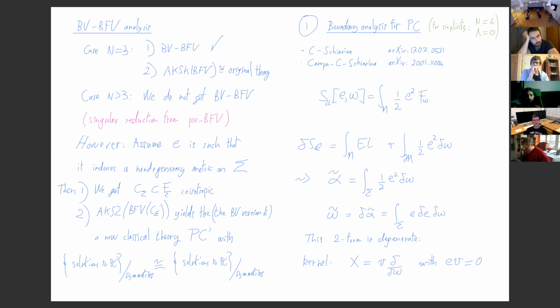Now, the second question is, why do you want to have this compatible BFV formalism? This is what I explained in the first part. This is what gives you a chance to do a quantization of the boundary. Of course, coframe formalism, Palatini gravity could be quite complicated, but in principle, this is the setting that works. And we apply this setting to several other theories.